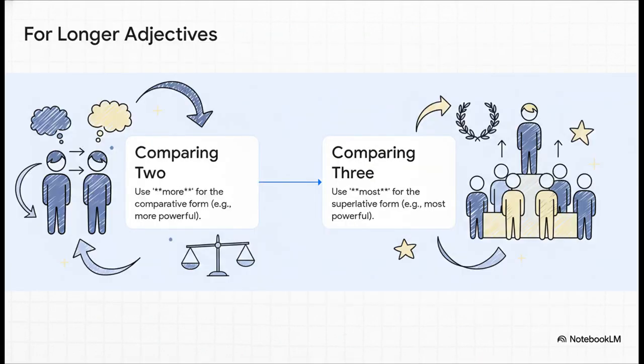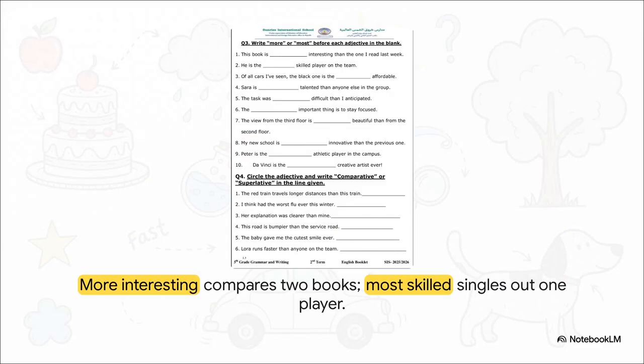So here's the simple rule of thumb. For those longer adjectives, we're talking words with 2 or more syllables, you just pop more in front of them for comparatives and most for superlatives. Easy. Let's look at a practical example here. You might say, this book is more interesting than the last one I read. That's a comparison between 2 things, right? Then you could say, he is the most skilled player on the entire team. See? That's singling out one person from a whole group.